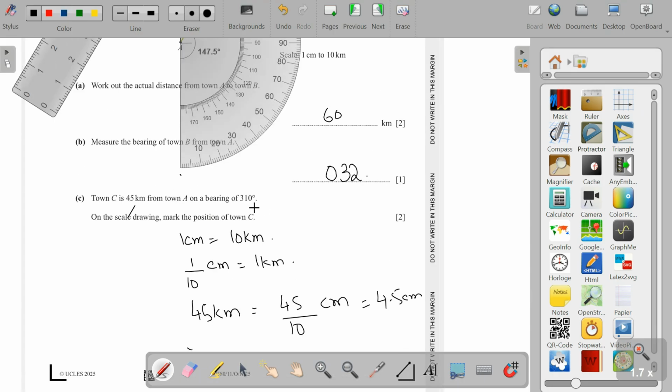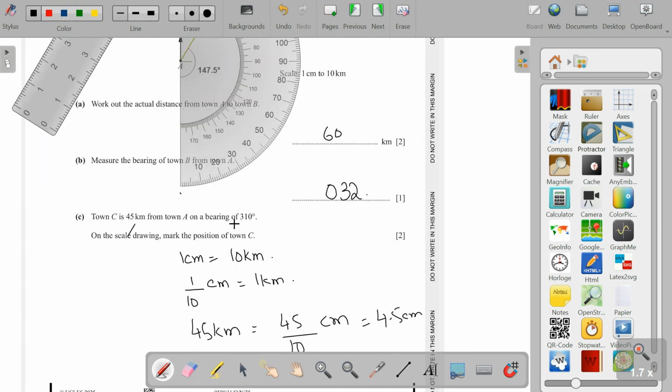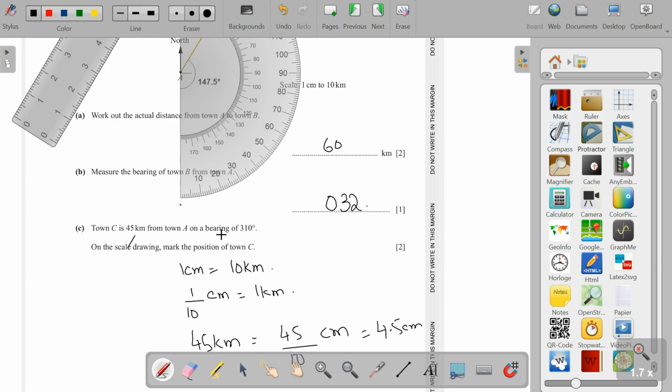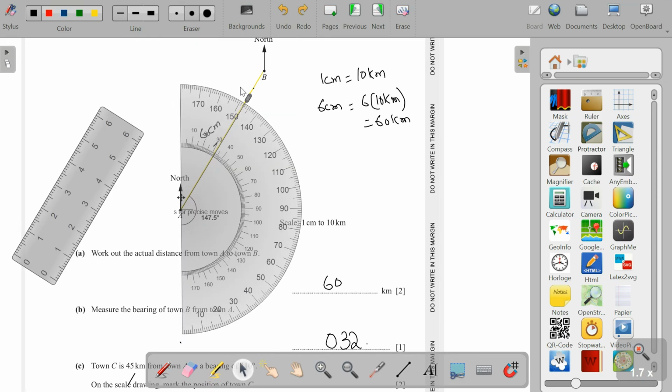From town A, town C will be at 4.5 centimeters. Secondly, the bearing should be 310. I just told you that the bearing should be from the north and the rotation should be clockwise. Starting from this point, this is a zero angle because bearing is calculated with respect to north. When we rotate clockwise, from here, this one is 180. So this one is 180. We need to calculate 310.